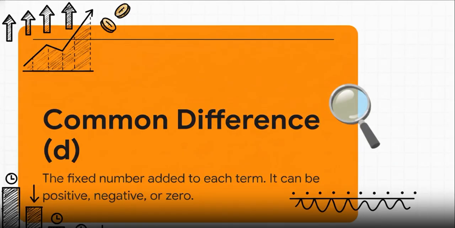We call that exact fixed distance the common difference, and we usually denote it by the letter D. Now, D is literally the DNA of the progression. If D is positive, like adding 15 rupees to your bank, the progression grows. If D is negative, like say reducing your screen time by 5 minutes a day, it shrinks. And yes, D can absolutely even be 0, which just gives you a completely flat, constant sequence.